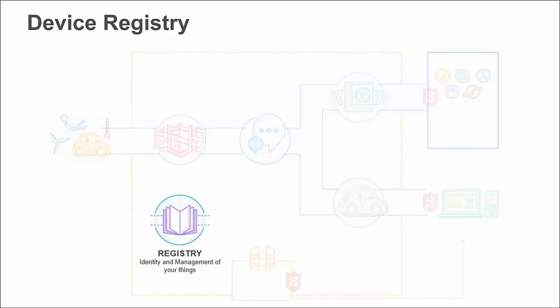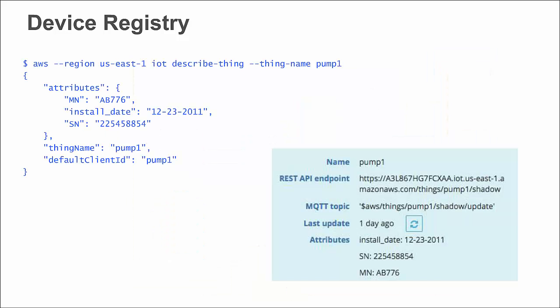The next component is a device registry, and what this allows you to do is tag devices with some metadata. So instead of just having a plain ID in the system, you can see here I've got some AWS CLI output, and also how we'd expose it in the console. You can see one of my devices I've tagged with some metadata like a model number or a serial number, or even maybe a maintenance date or when it was installed. And that's always something that lives with the device or with a thing in our system.